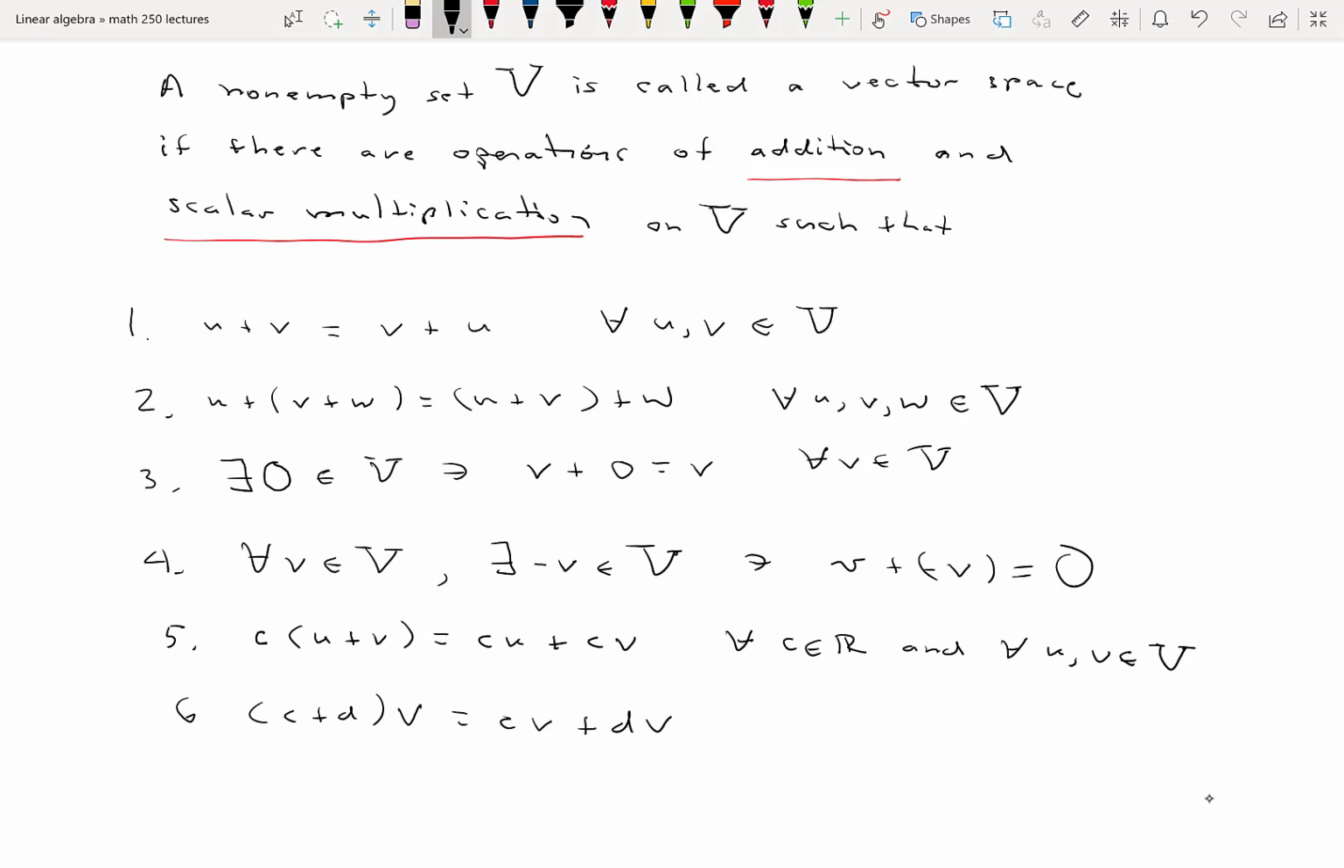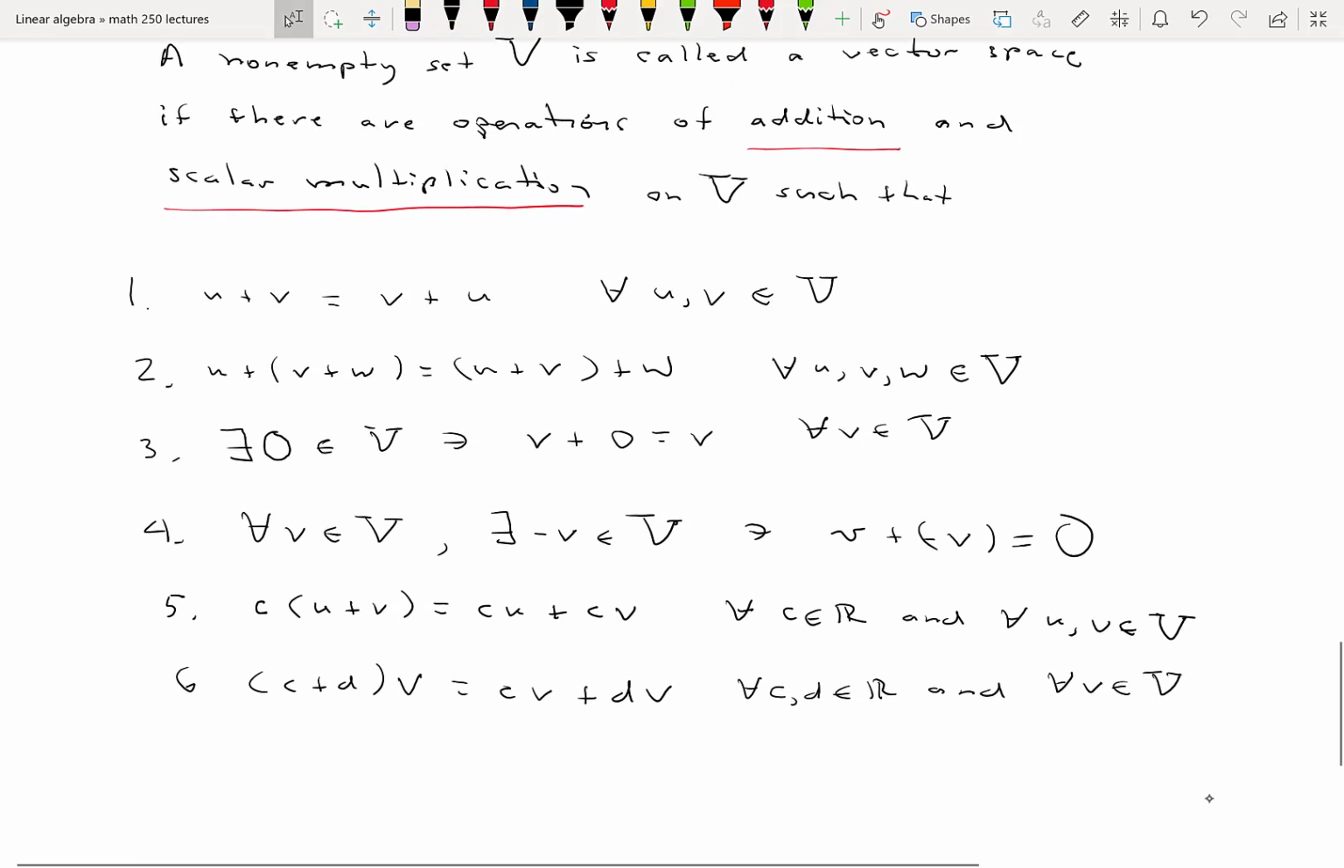Okay. Now I want to make sure you're okay with this, or that at least you're sort of following along. This is true. Just give me a minute. So this is for all c and d that are scalars, and for every v in the vector space. For every v in the set. I want to ask you a question. I want you to think about this. Property 6.